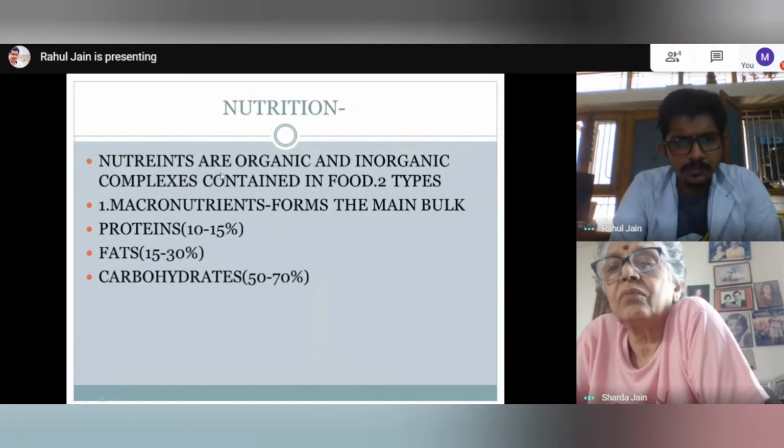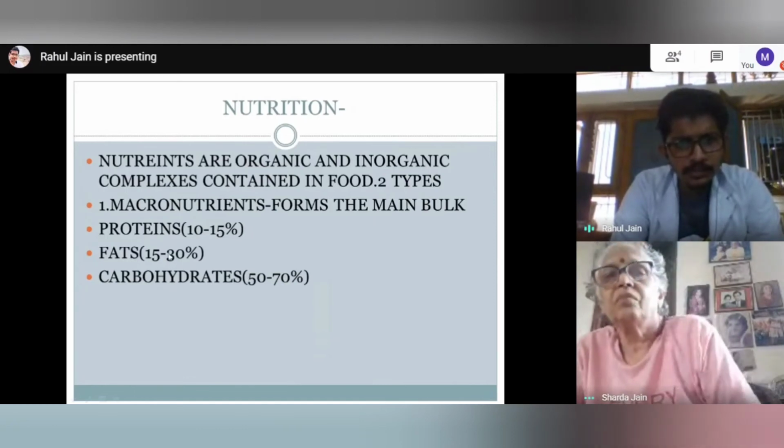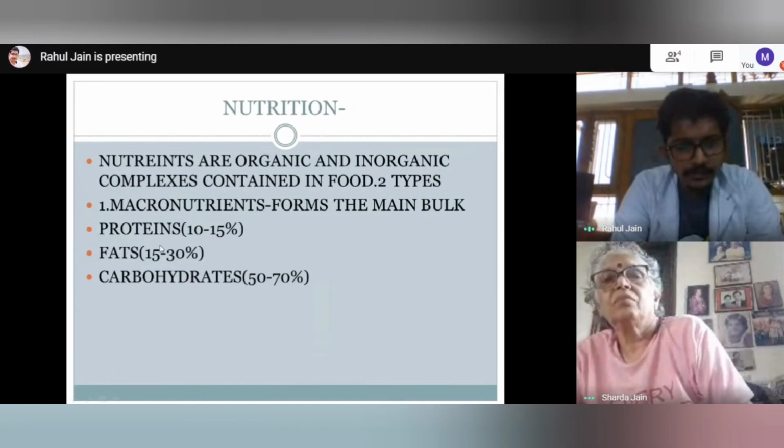So nutrients are basically organic and inorganic complexes contained in food, and there are two types of nutrients. We have macronutrients, which form the main bulk, and we have micronutrients. So the important thing is in a diet, 50 to 60% should be carbohydrates, 15 to 30% should be proteins, and the rest should be fats.